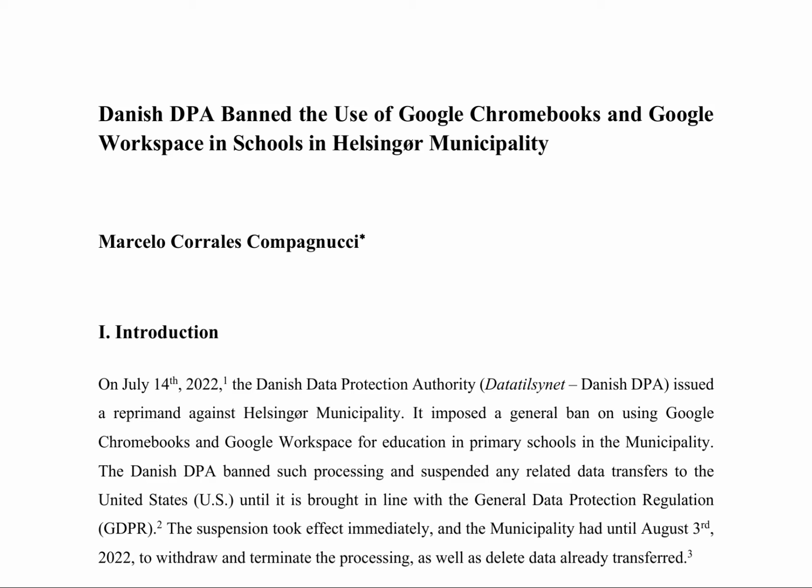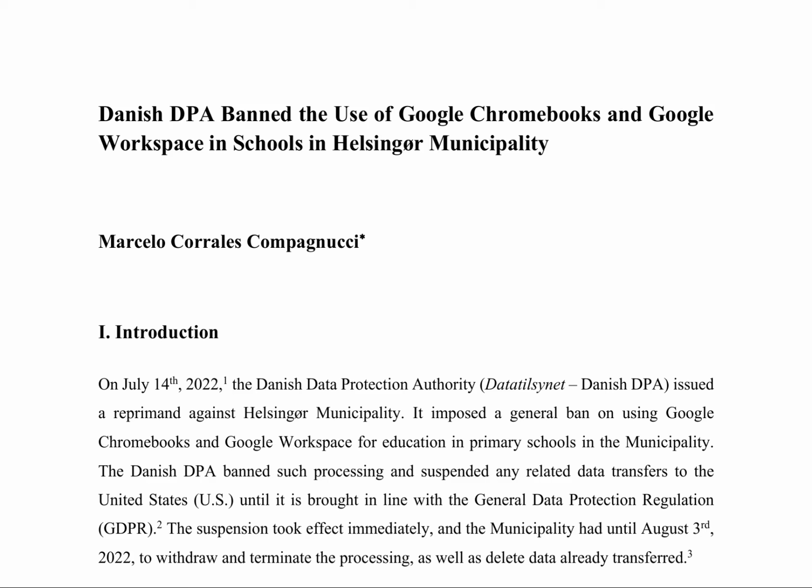The ban, initially imposed until August 3, 2022, was subsequently ratified by the Danish DPA in a new decision on August 18, 2022. This decision reinforced the original ruling, emphasizing the need for the municipality to demonstrate compliance with the GDPR's data protection principles. Specifically, the Danish DPA required the municipality to assess and reduce the relevant risks to the rights and freedoms of pupils, as stipulated in Article 35 of the GDPR.